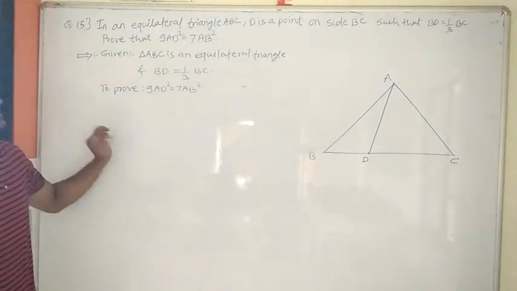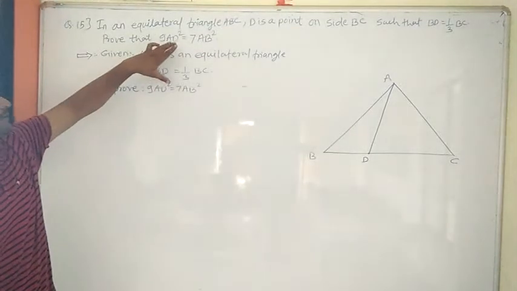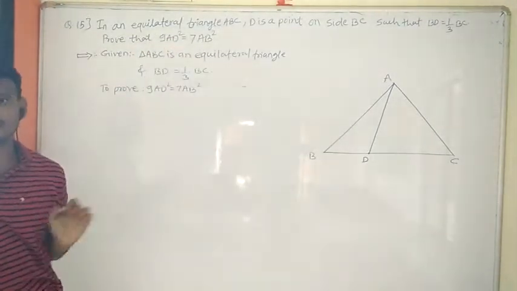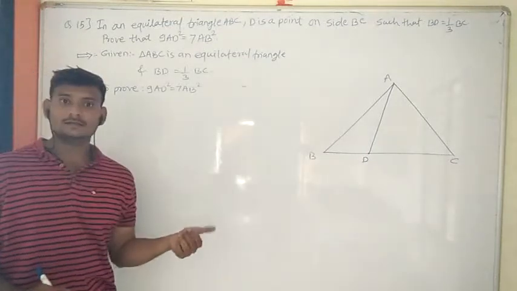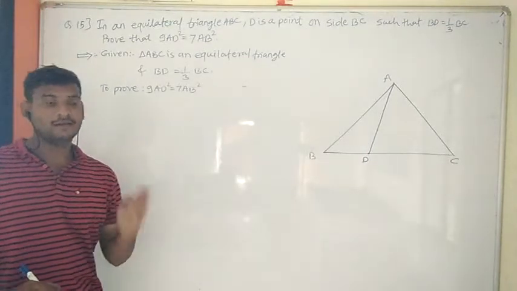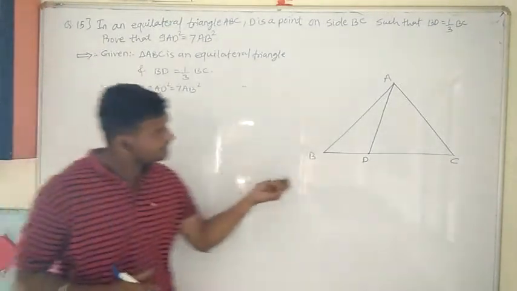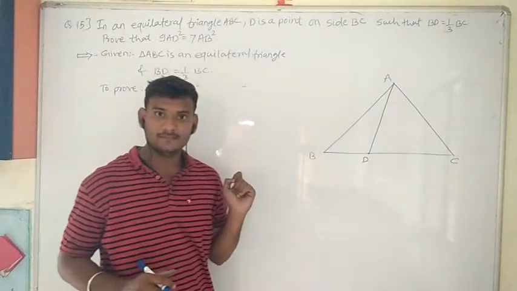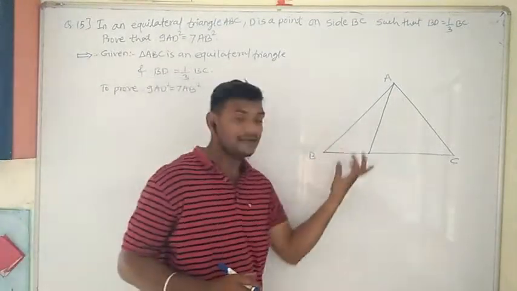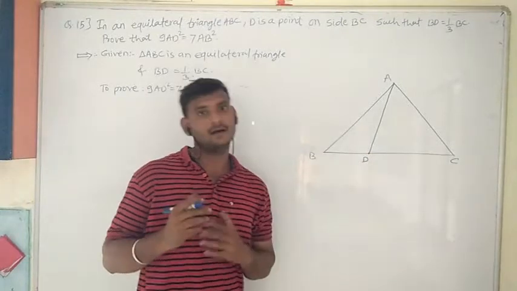To prove this, we need one construction. Here in the proof, AD square is there and AB square is also there. To bring in terms of squares, we need a right angle. Here no one is a right angle triangle. Therefore we have to make a right angle triangle.